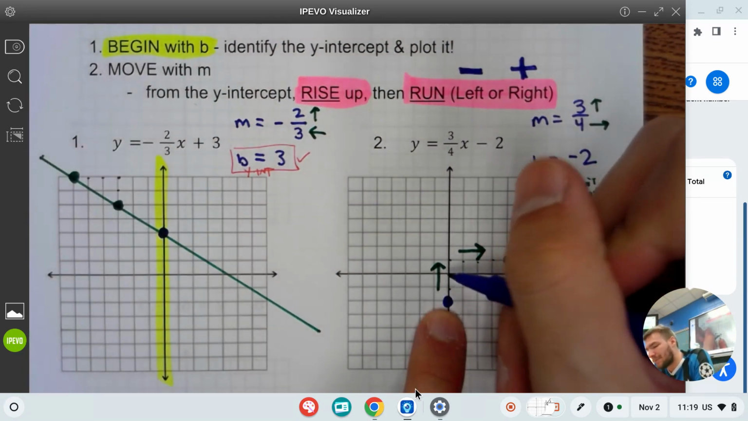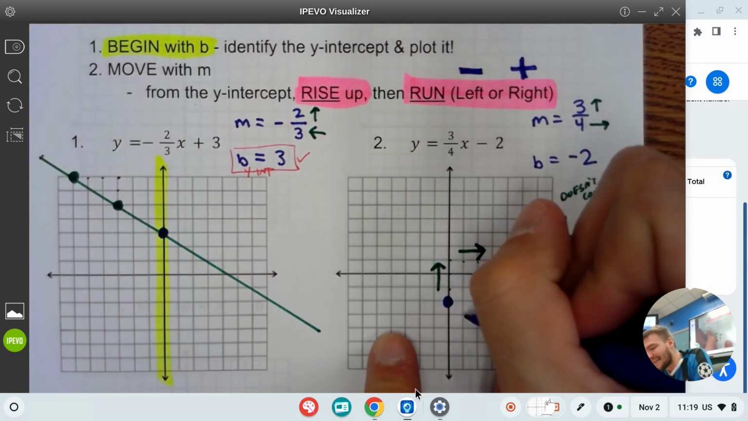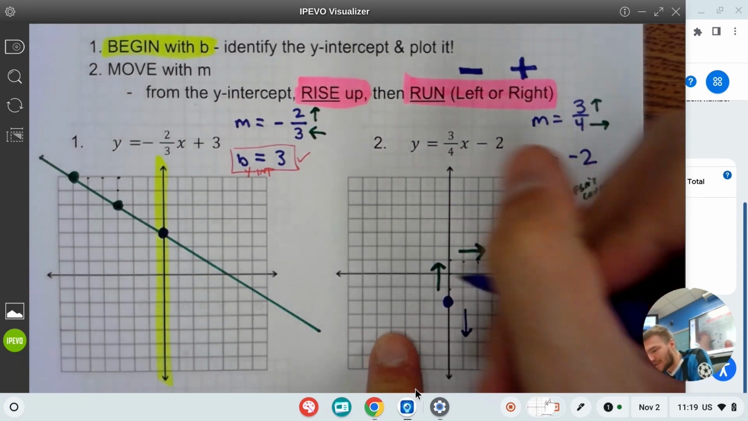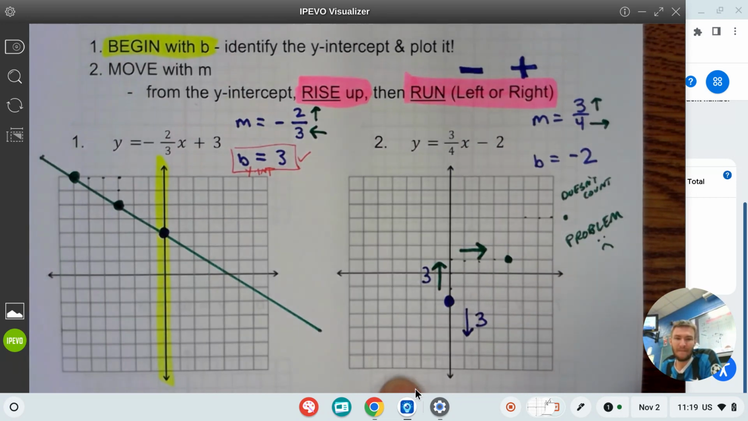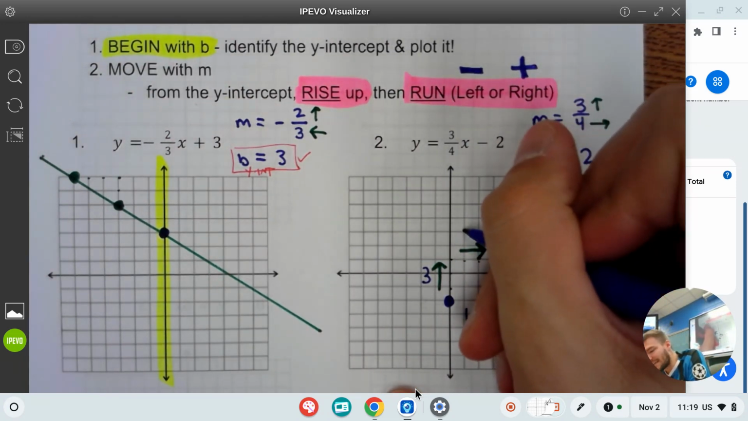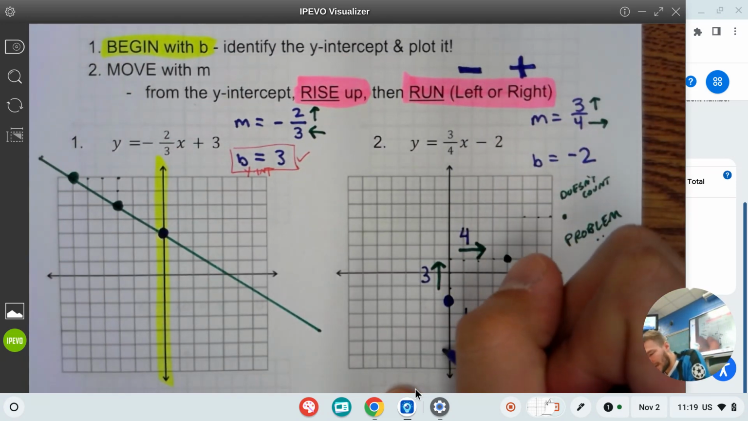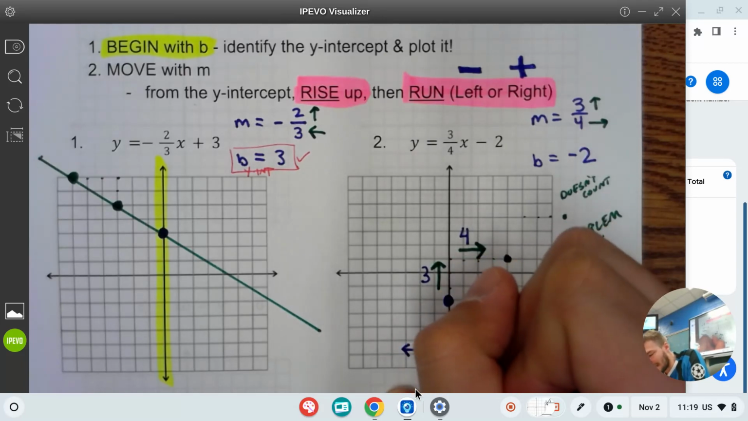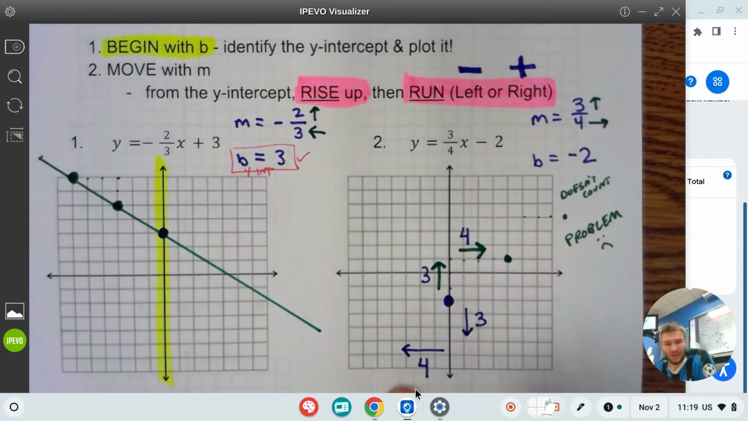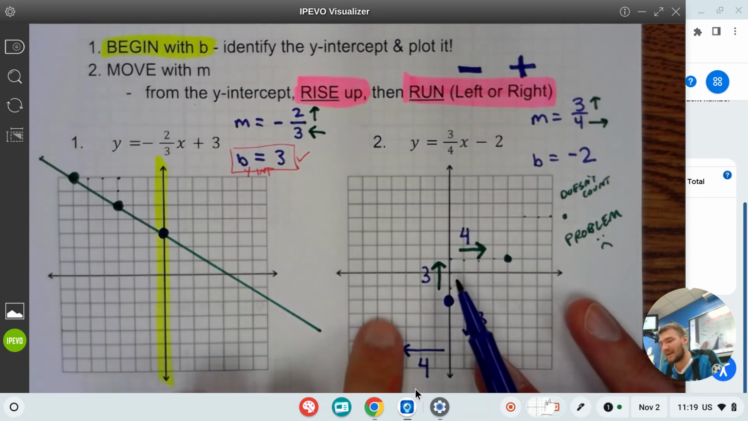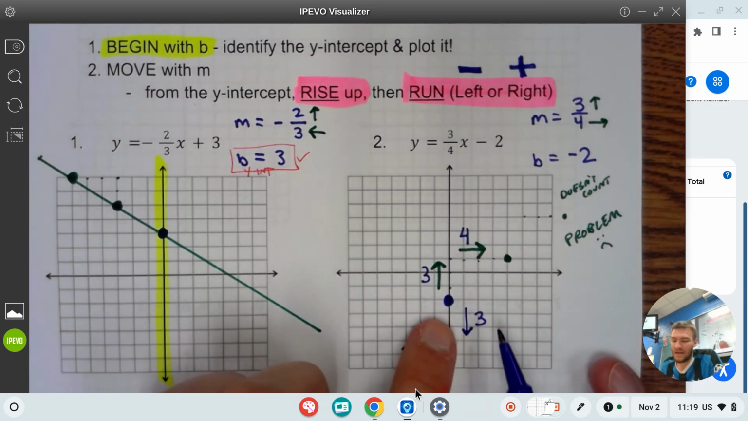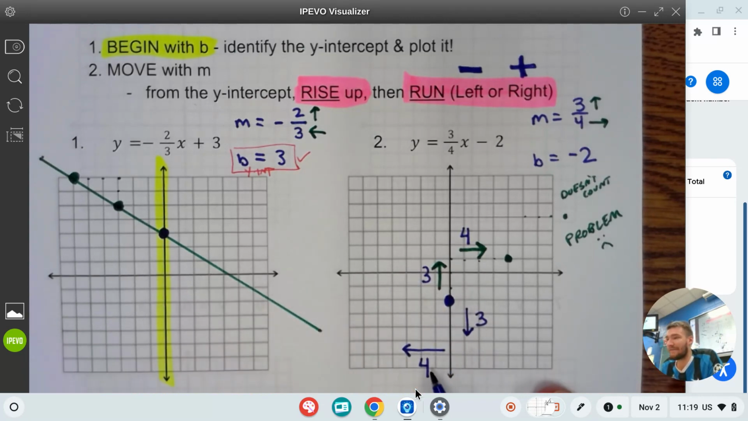Instead of going up 3, we're going to go down 3, right? Instead of going up 3, we're going to go down 3. And instead of going right 4, we're going to go left 4. So, it's the complete opposite. Instead of going up, we go down. Instead of going right, we go left.